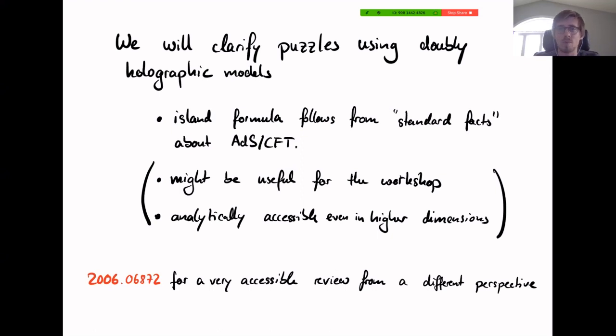I'm hopeful to show that these doubly holographic models will also make an appearance in the workshop, perhaps in the context of cosmology, but we'll see. I don't really know what everybody's going to talk about. And also, and I might show you an example of this if we have enough time, these allow you to push calculations in higher dimensions analytically very, very far. So you can show more or less analytically that you will have a phase transition if you have a black hole which evaporates or is in contact with a bath in higher dimensions.